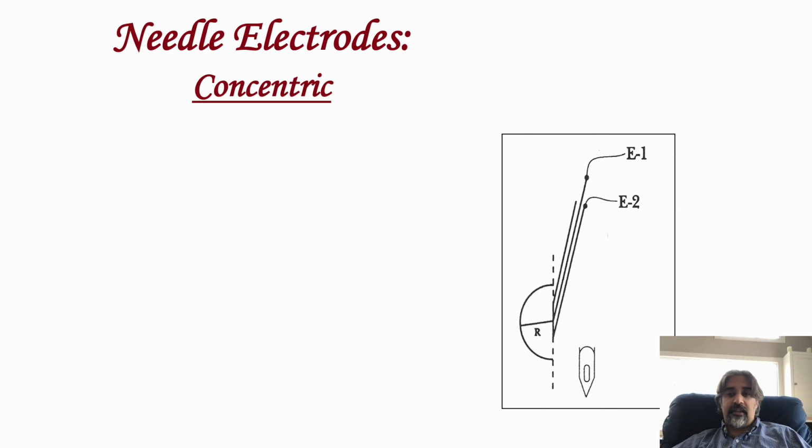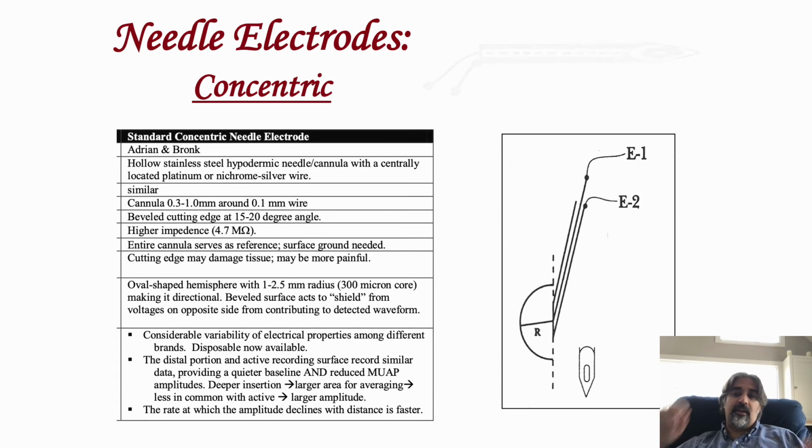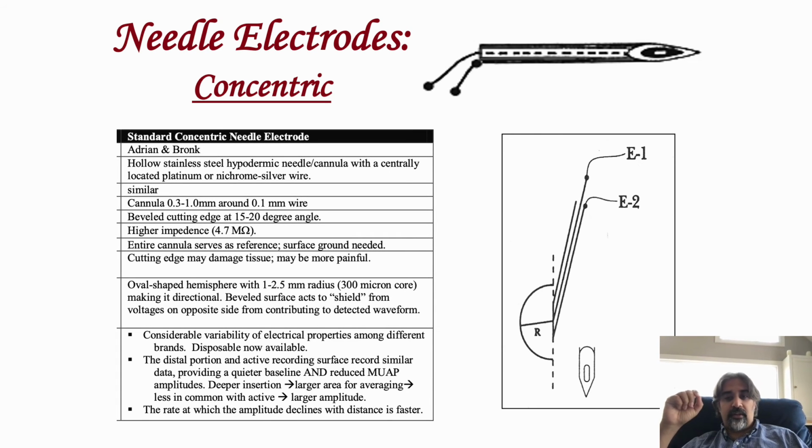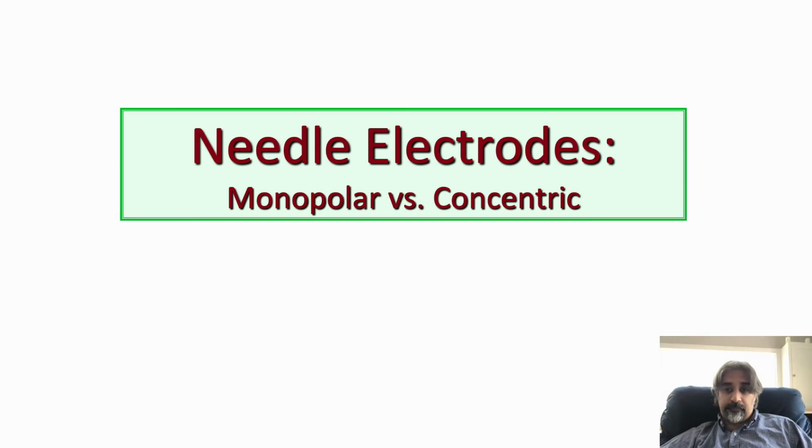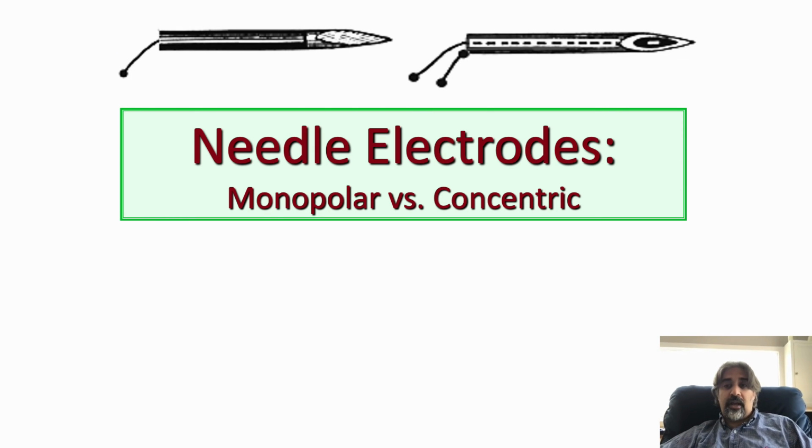This serves as the E2 or reference electrode, and it's a bit easier on the examiner if they don't want to have to use a separate cable for their E2 like you do with the monopolar electrode. The tip is beveled, as you can see here, making the recording region a bit smaller and hemispherical. So it has a directionality to it. Some say the concentric is more painful or causes more bleeding because of the bevel. A debate continues as to which to use, as neither is the ideal needle.